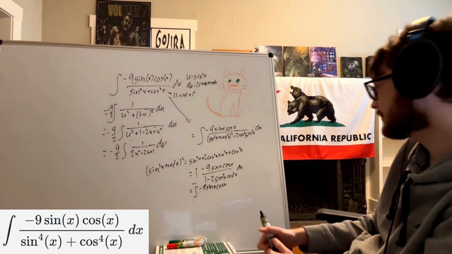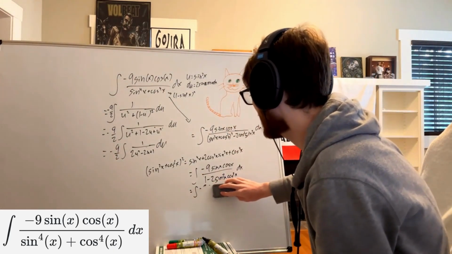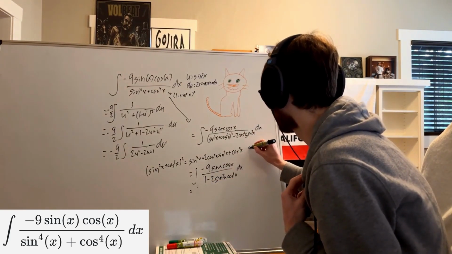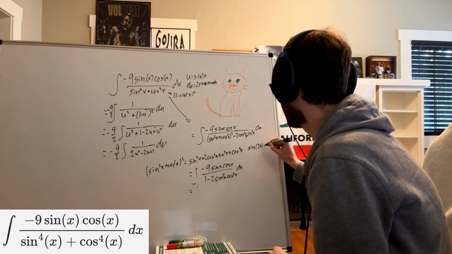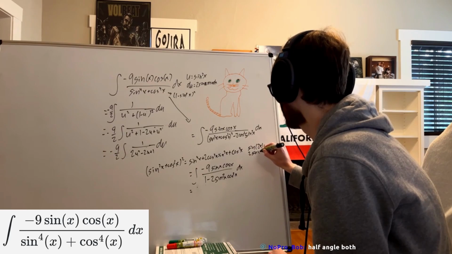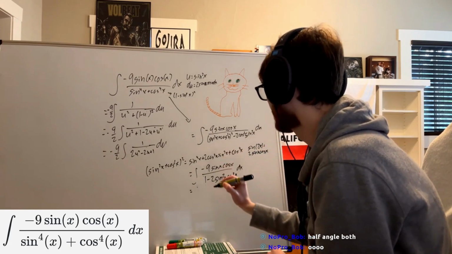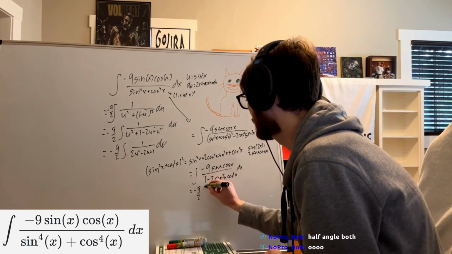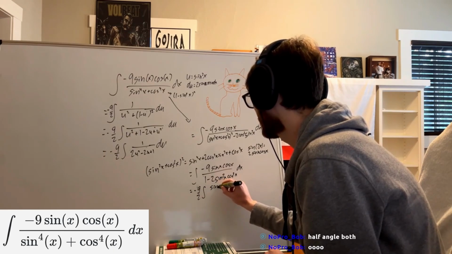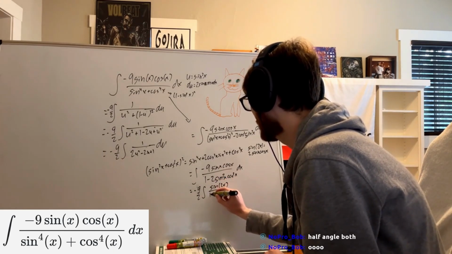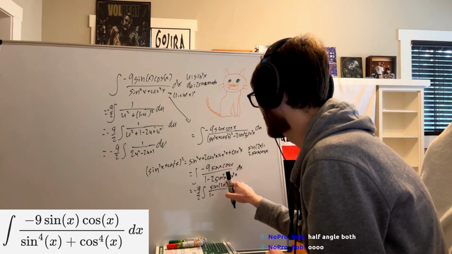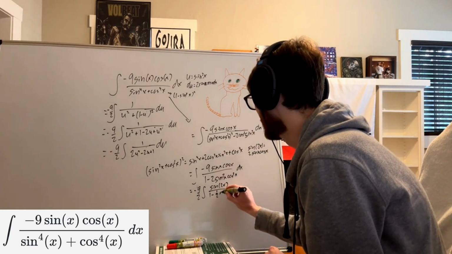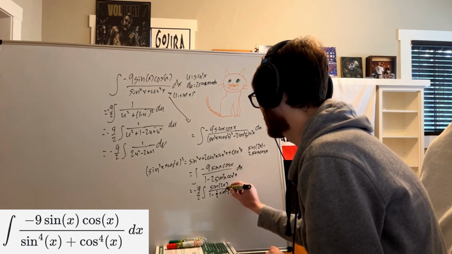It'd be 1 minus... actually, maybe half angling is a good idea, but let's see how that looks. We also know that sine 2x is equal to 2 sine x cosine x. So this, we get minus 9 over 2 integral sine 2x over 1 minus, we half angle twice here. So we get 1/2 times 2 is 1, times 1/2 again is 1/2. Sine squared 2x. Right?